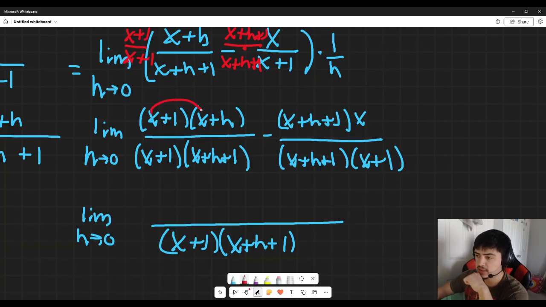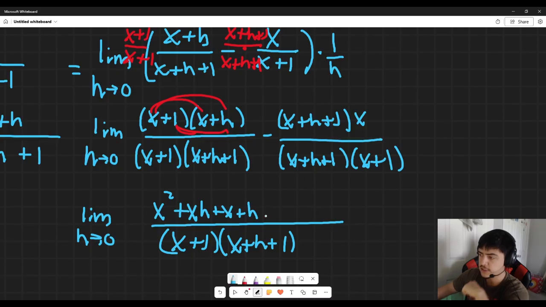So here we have x times x, and then x times h, 1 times x, 1 times h. So we're going to get x squared, right? And then we're going to get x times h, right? And then 1 times x, which is just x. And then we get 1 times h, which is just h. And over here, we need to bring that negative sign. And then we're going to put a parenthesis to make sure we don't mess up with our signs.